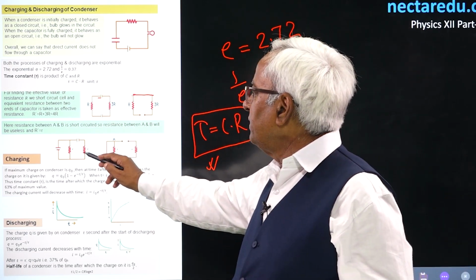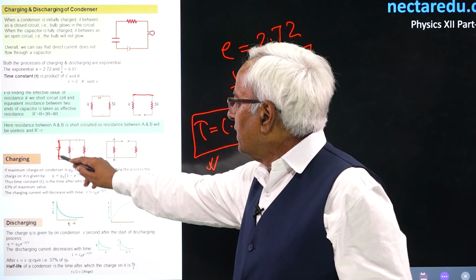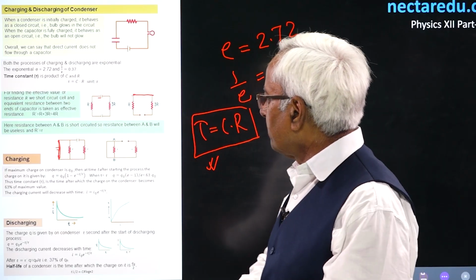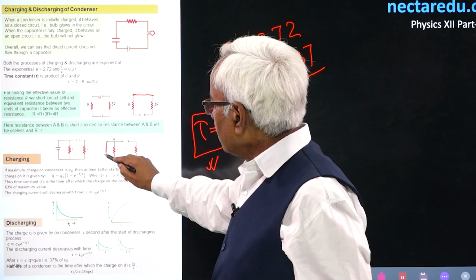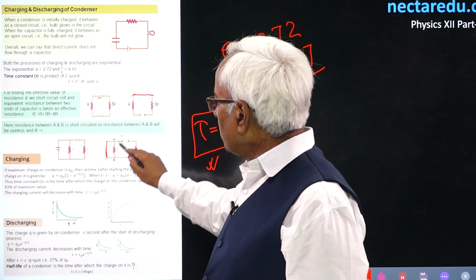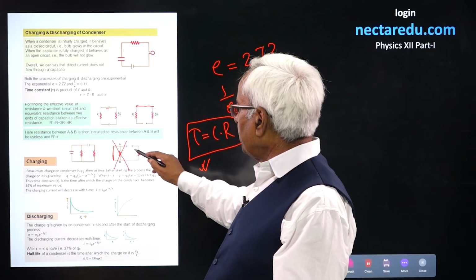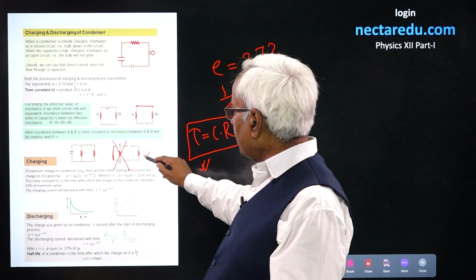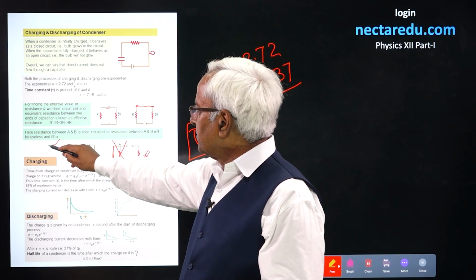Whereas here you find, again, you are going to short circuit this cell. Once you short circuit, what will happen? This is a single wire. Short circuit means the cell is no more there. Now this whole resistance has been short circuited and is not effective. So between these 2 points, only this resistance is effective. That's why I have written here that the effective resistance is R.